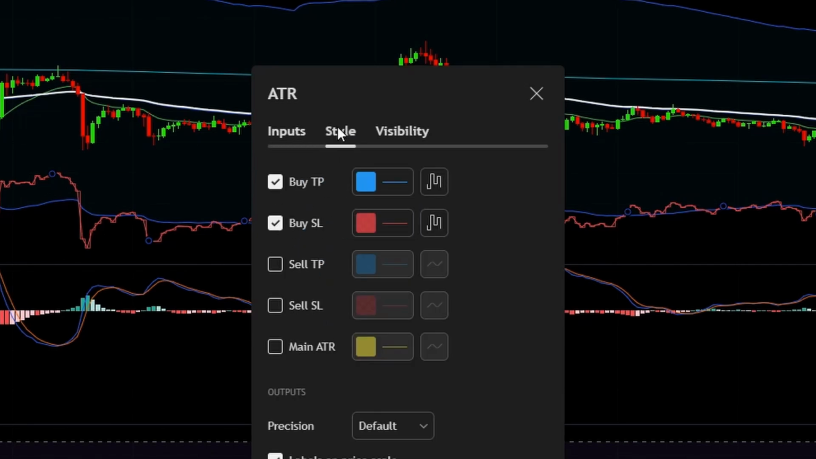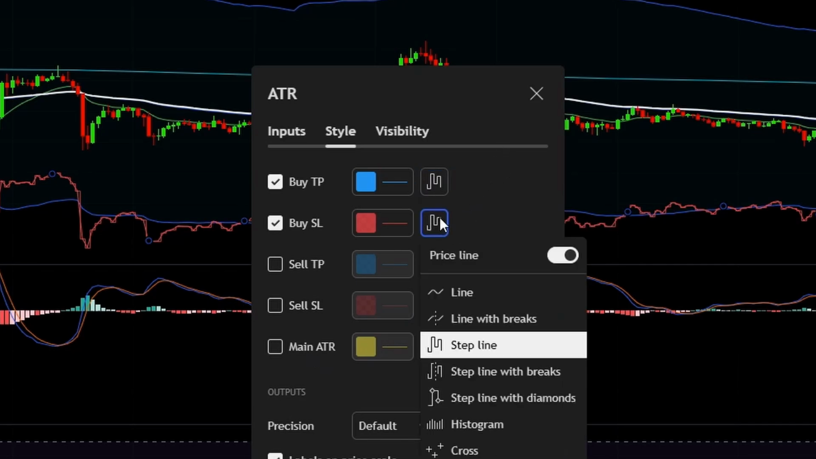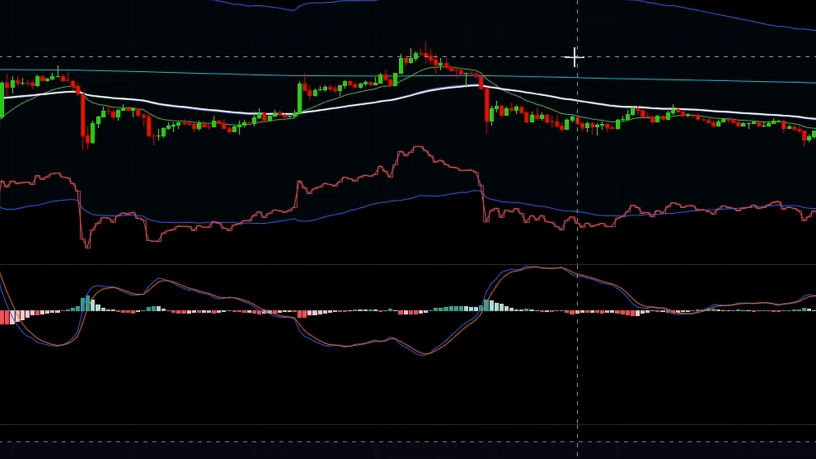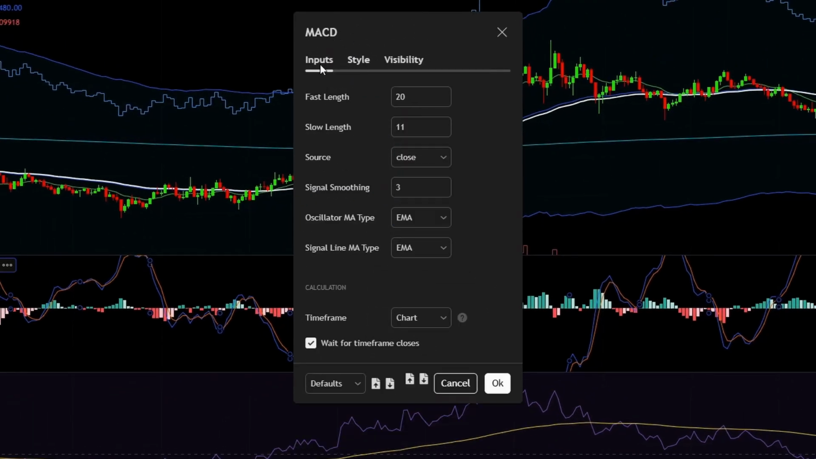Then switch to the Styles tab, untick all the sell options and the main ATR, because this is a long only strategy. Then change the line styles to step line. This way it will be easier to see where to put the lines. Now moving on to the MACD. Set the fast length to 20, the slow length to 11, and the signal smoothing to 3.